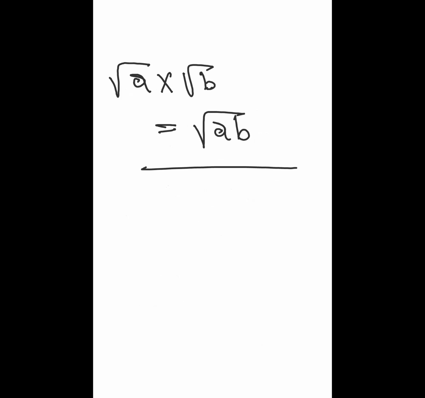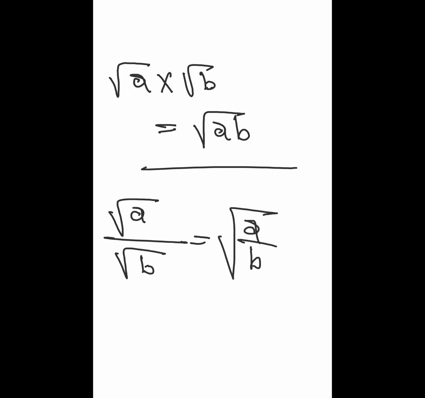Yes, of course. We said in the beginning, if there are two square roots, like square root of a times square root of b, then it will equal square root of ab. Also, if it's a divide, like square root of a divided by square root of b, then it equals square root of a over b.